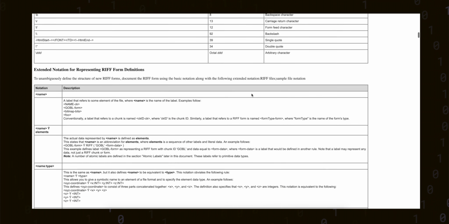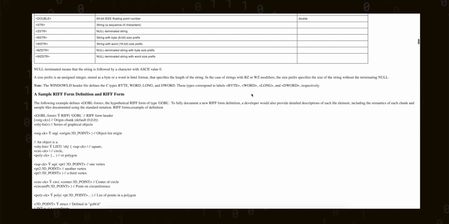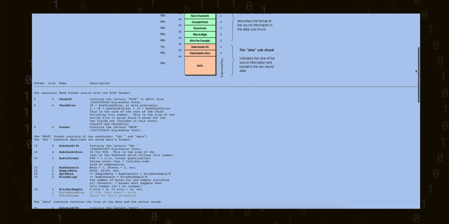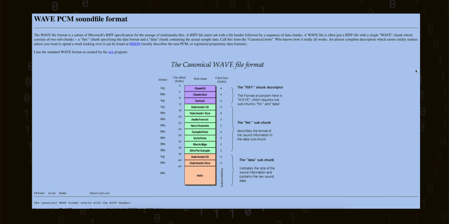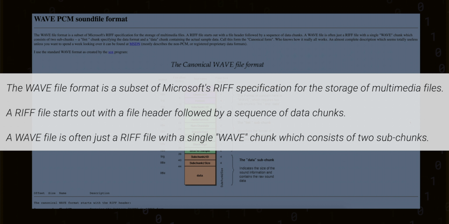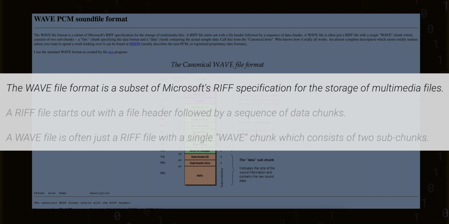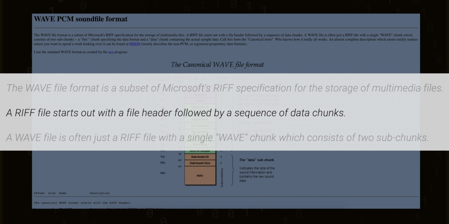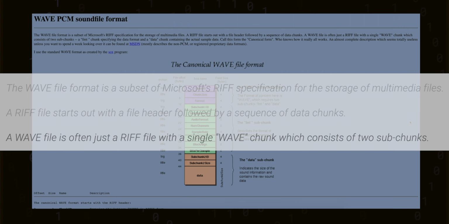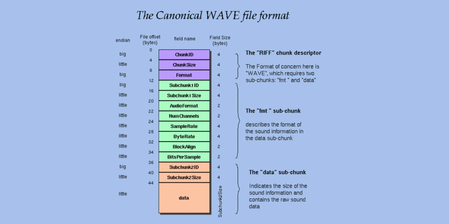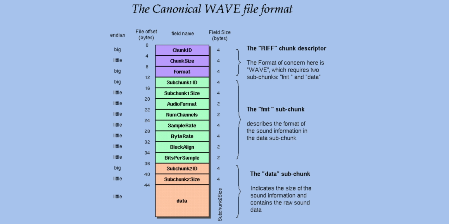But a picture paints 1,000 words, and by searching around for a little while, I came across this quaint GeoCities-esque page from sapp.org, which distills the spec into a very practical and very understandable form. It first tells us that the WAV file format is a subset of Microsoft's RIFF specification for the storage of multimedia files. A RIFF file starts out with a file header followed by a sequence of data chunks. A WAV file is often just a RIFF file with a single WAV chunk that consists of two subchunks. And by looking at the diagram below, the RIFF header and the two subchunks become immediately apparent.